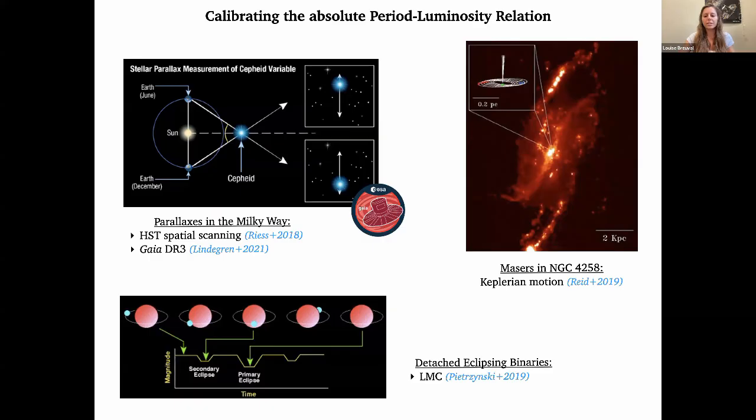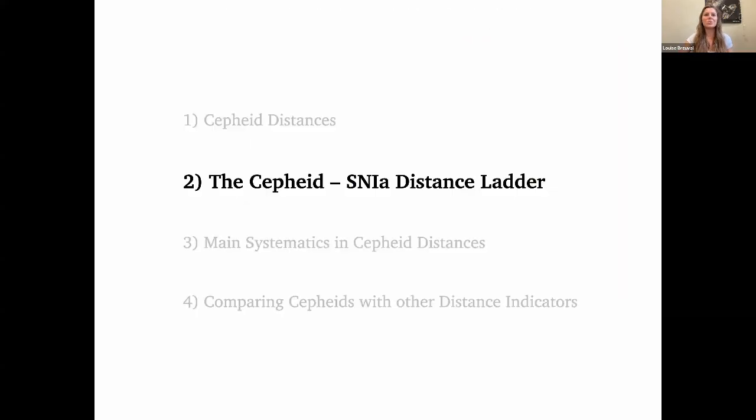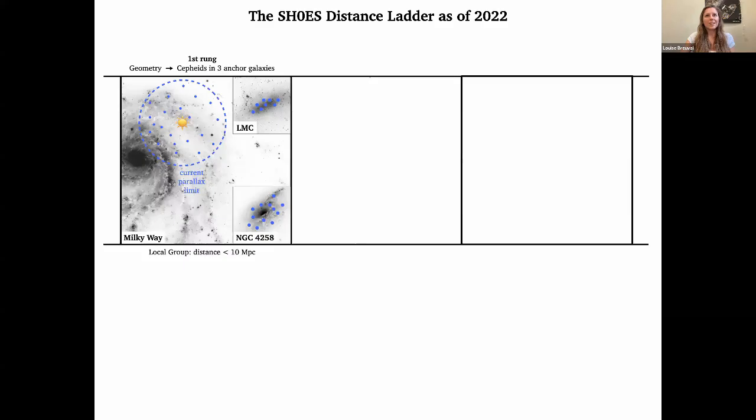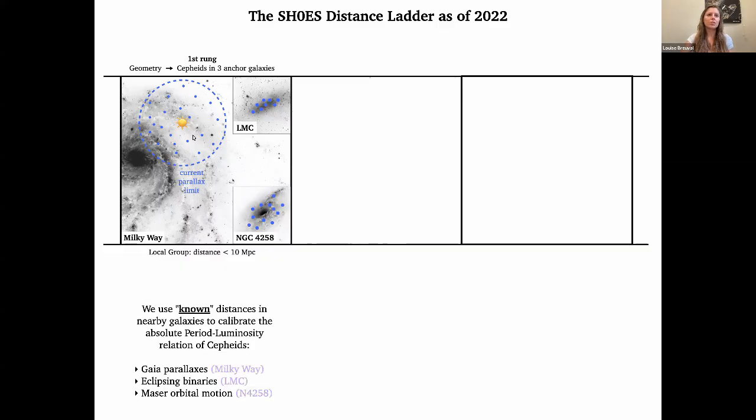So the anchors to anchor the period-luminosity relation of Cepheids, which leads me to the Cepheid and type 1a supernovae distance ladder. So the ladder is made of 3 rungs as of 2022, but later I'll get to the recent improvements. So as of 2022, it was made of 3 anchors, Milky Way with Gaia parallaxes, LMC, and NGC 4258. These are known distances, geometric distances.